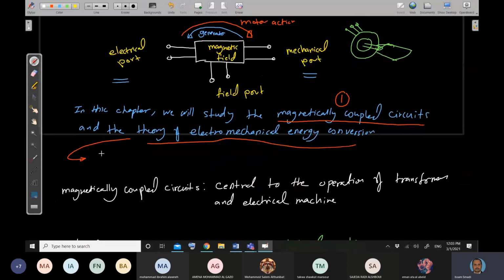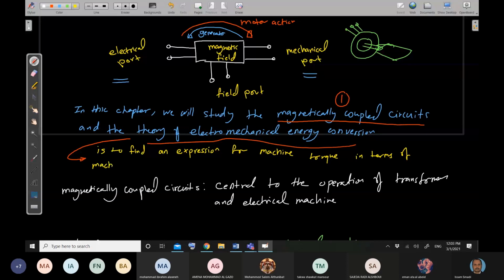So simply here I can write: the theory of the electromechanical energy conversion is to find an expression for the machine torque, and here I'm assuming that I have a rotary type machine, in terms of the machine electrical variables, which is actually the current, and the displacement of the mechanical system.